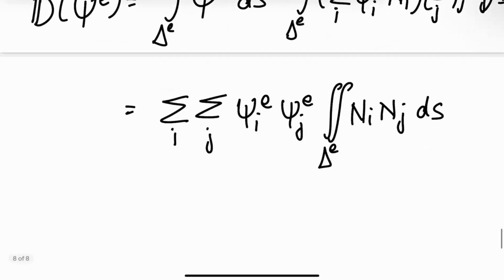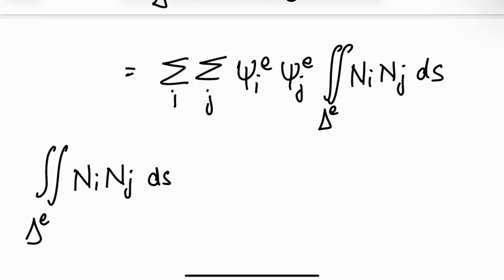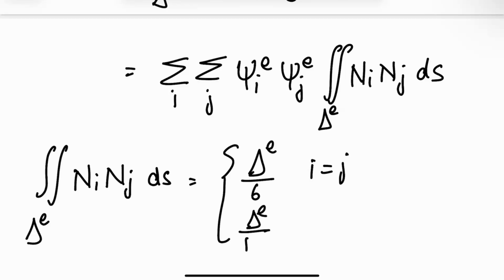Okay, so this integral can also be computed analytically because indeed you have expressions for N_i and N_j in terms of x and y, and the integral is also over x and y. So this also I'll skip just because it's kind of just long algebra. And this turns out to be the area of the triangle divided by 6 when i is equal to j, and the area of the triangle divided by 12 when i is not equal to j.